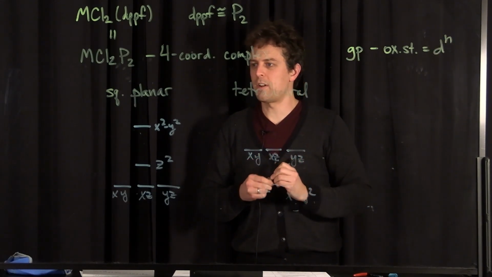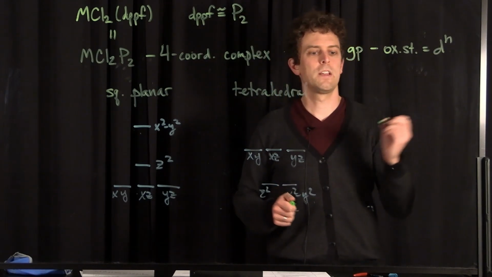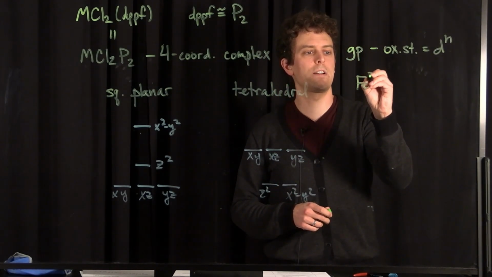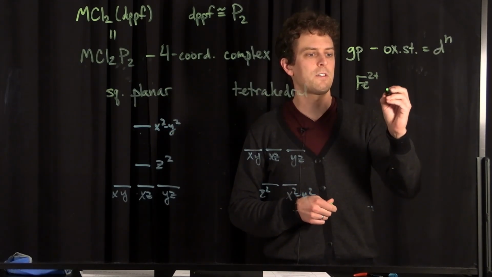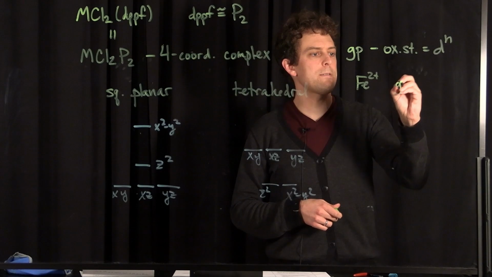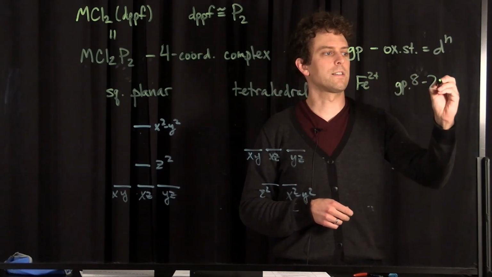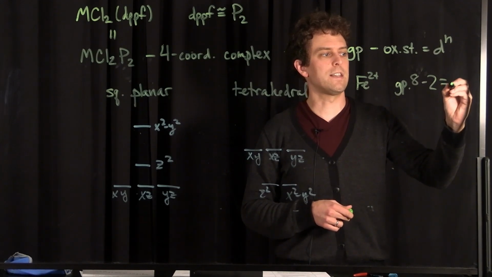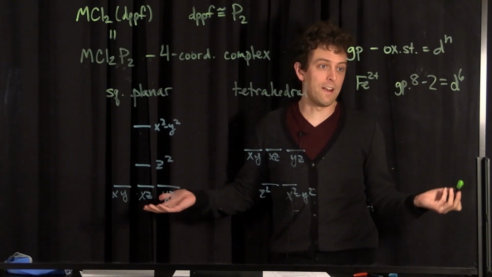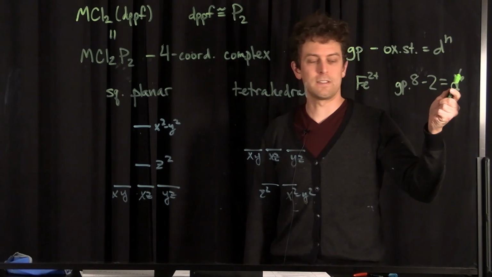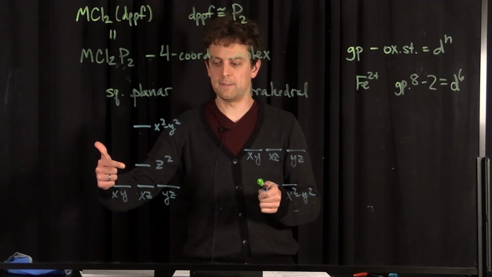So let's try an example. Say we made an iron complex, iron 2 specifically. So for an iron 2 complex, iron 2 plus, iron is in group 8. Go check your periodic table. You'll find that's true. So iron is group 8, minus 2, because it's a 2 plus, that's the oxidation state. That gives us a d6 complex. Sweet. That leaves us needing to then fill 6 electrons into our 2 possible geometries.